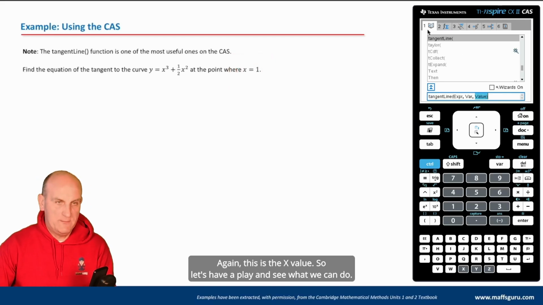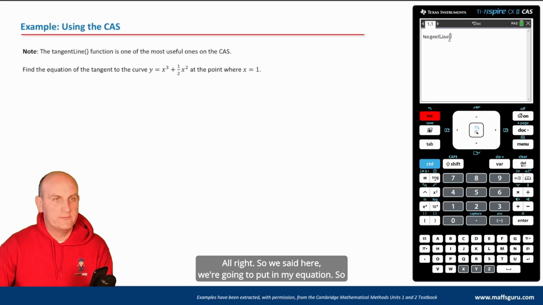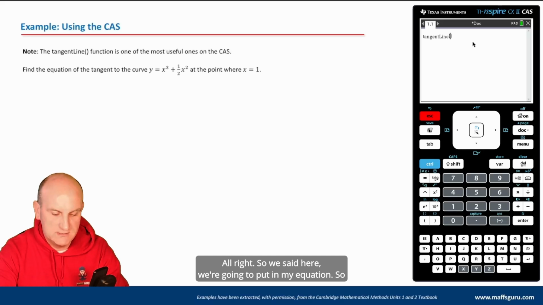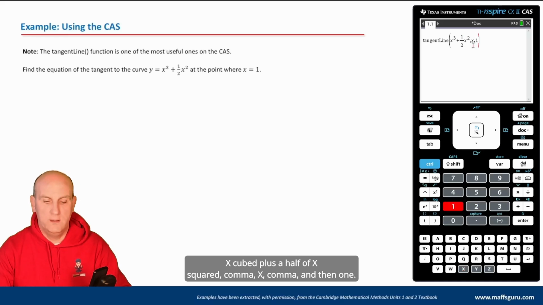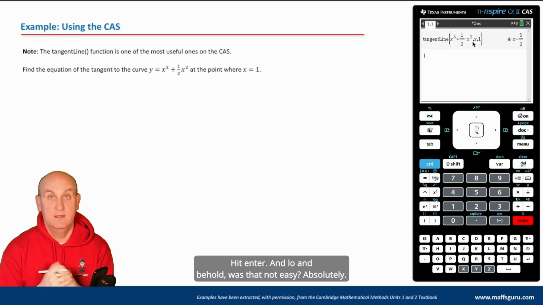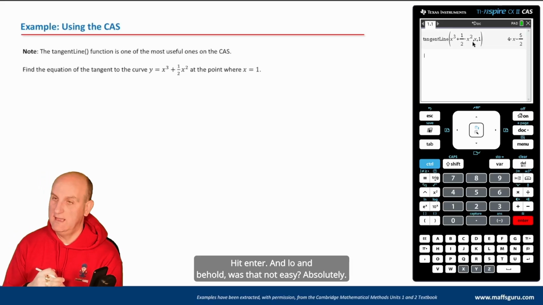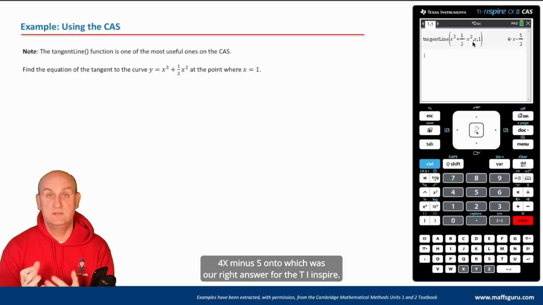So let's have a play and see what we can do. All right, so we're going to put in my equation: x cubed plus a half of x squared, comma, x, comma, and then 1. Hit enter, and lo and behold, was that not easy? Absolutely. 4x minus 5 on 2, which was our right answer for the TI Inspire.